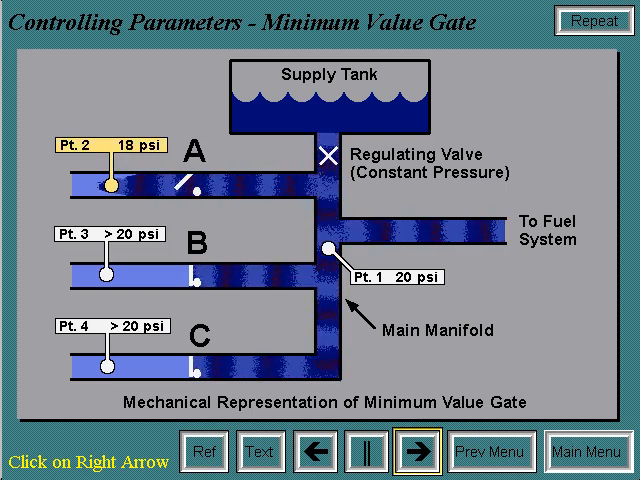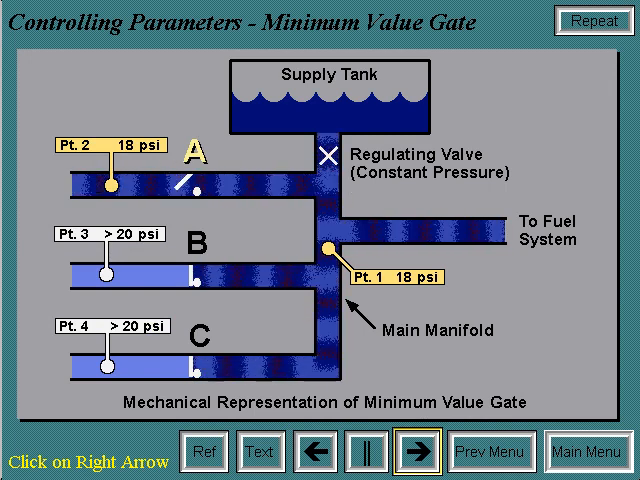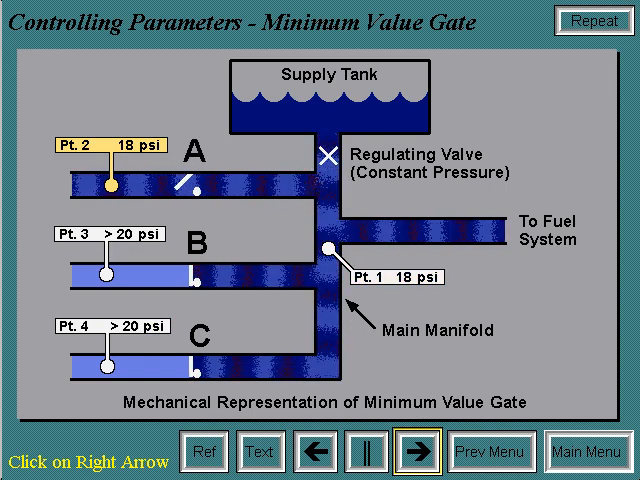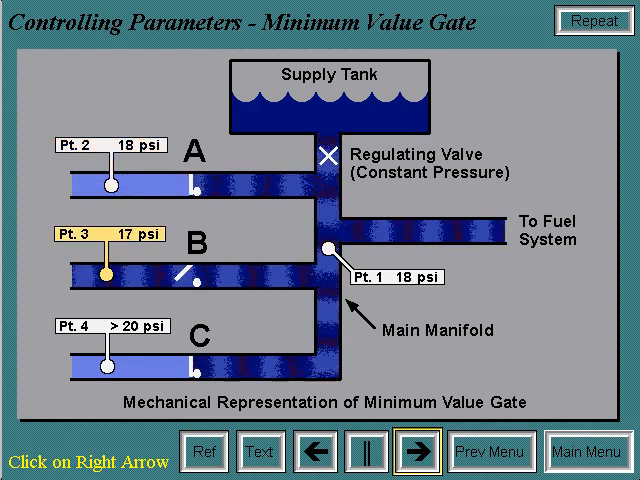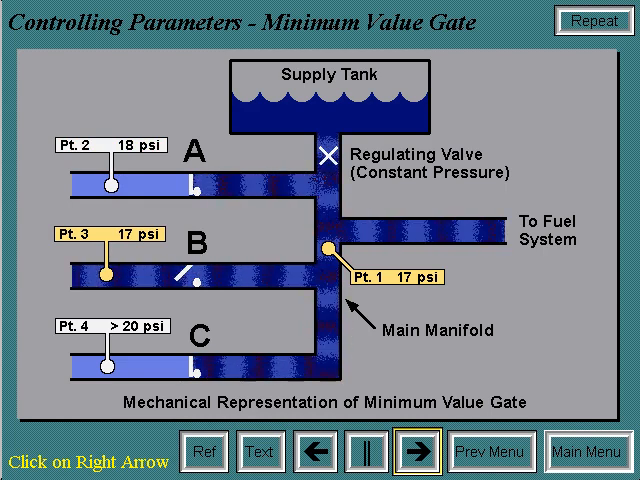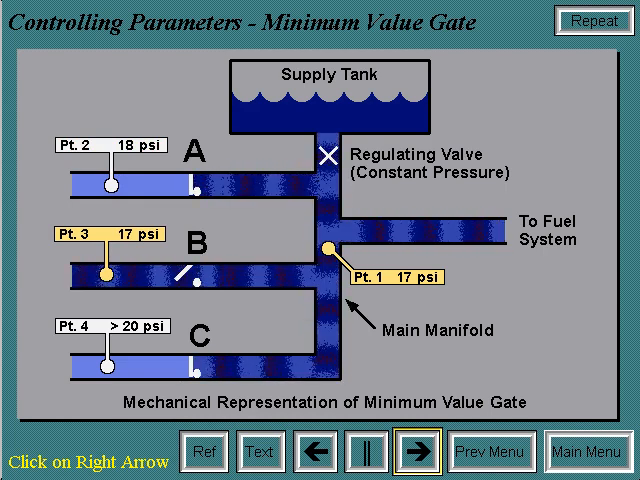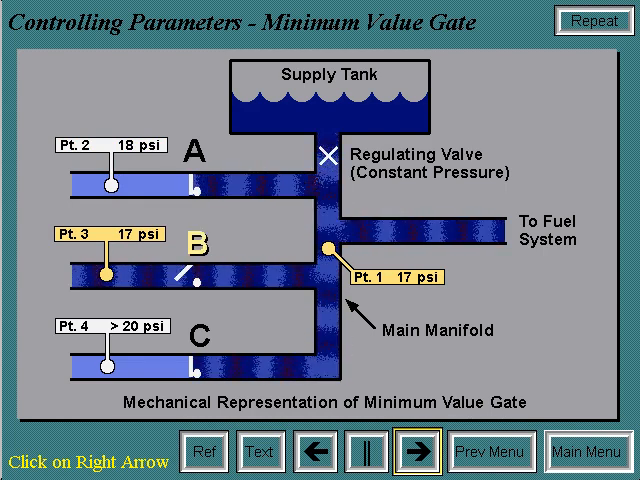If the pressure at point 2 decreases to 18 psi, and the pressure at points 3 and 4 remain the same, then the pressure at the manifold will be brought down to 18 psi, and System A is controlling. As the operating conditions change, the pressure requirements at points 3 and 4 change. As the pressure, say, at point 3 drops below 18 psi, for example, 17 psi, the manifold pressure will be brought down to 17 psi, causing check valves A and C to close and check valve B to open. Therefore, System B is now controlling.